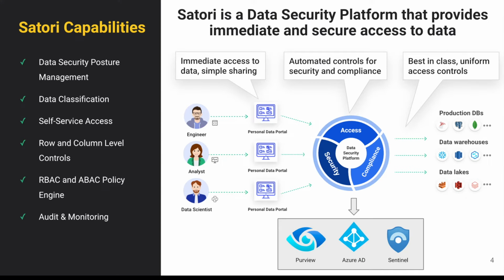Here's a diagram that shows how various different roles can gain access to various different production databases in real time, as well as request elevated access, self-service access, row-level masking, column-level filtering, RBAC and ABAC controls, built-in auditing, and so forth. Let's jump right in.